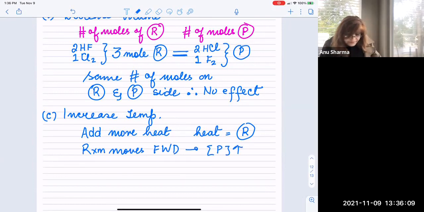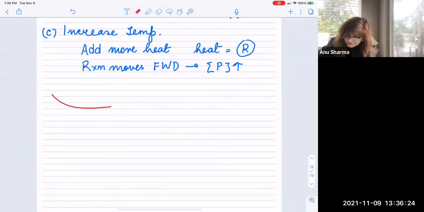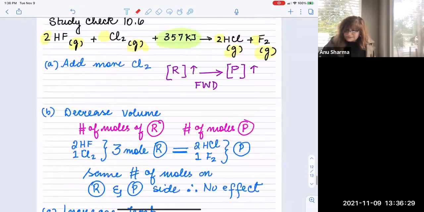So the system will get rid of the heat. Wherever there is a change in one side, the response is going to be on the other side. Okay, so this finishes this chapter. And if you have any questions, you ask me.